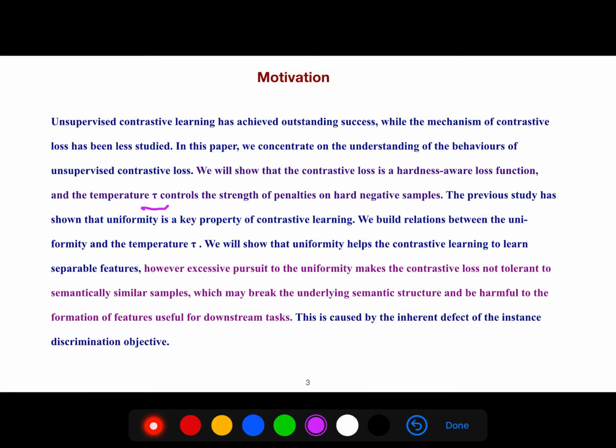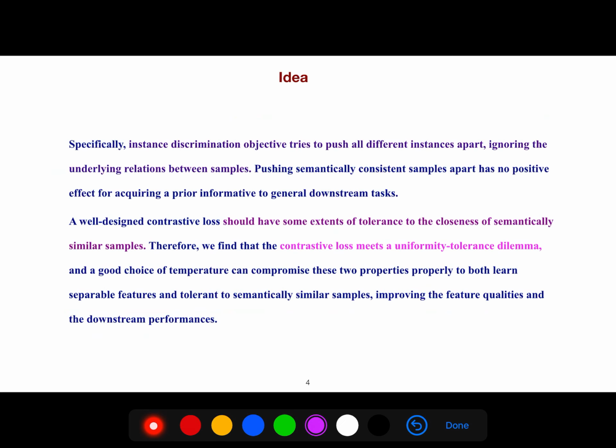This is caused by an inherent defect of the instance discrimination objective. The instance discriminative objective tries to push all different instances apart, ignoring the underlying relations between the samples. Pushing semantically consistent samples apart has no positive effect for acquiring a prior informative to general downstream tasks. A well-designed contrastive loss should have some tolerance to the closeness of semantically similar samples.